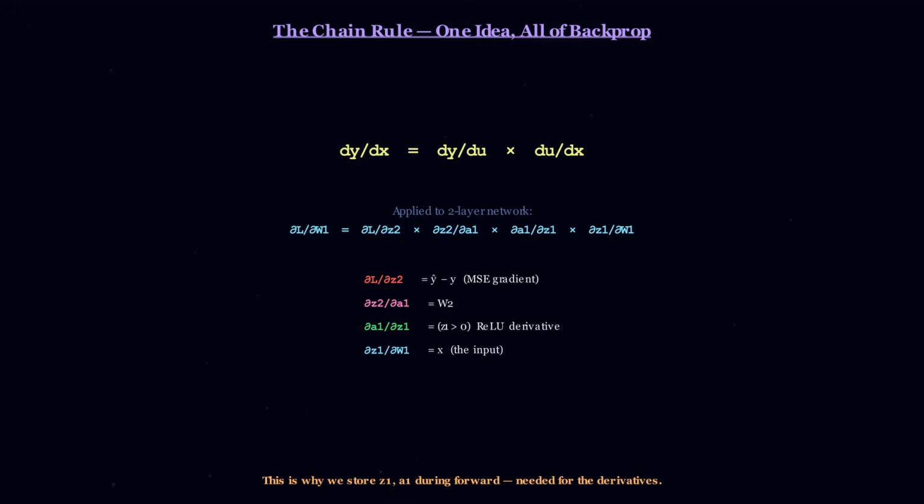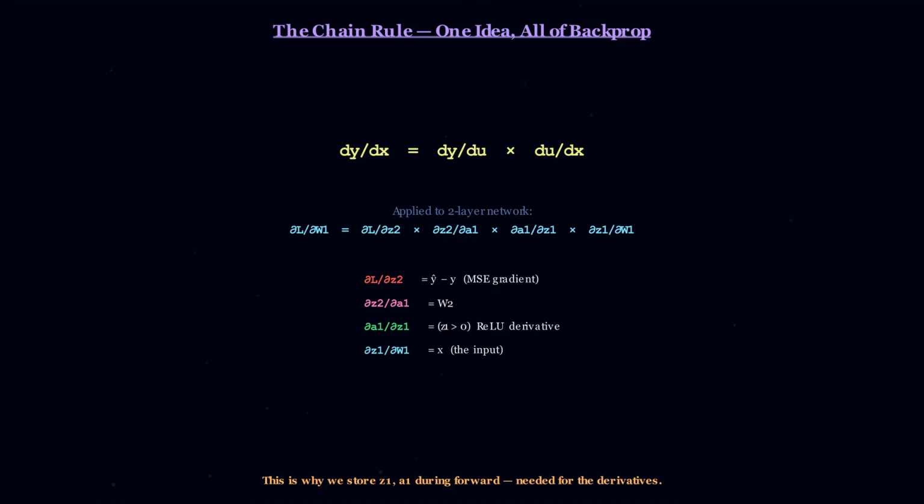The chain rule. One equation. The entire foundation of backprop. If y depends on u, and u depends on x, then the derivative of y with respect to x equals the derivative of y with respect to u, times the derivative of u with respect to x. In symbols, dy/dx equals dy/du times du/dx.